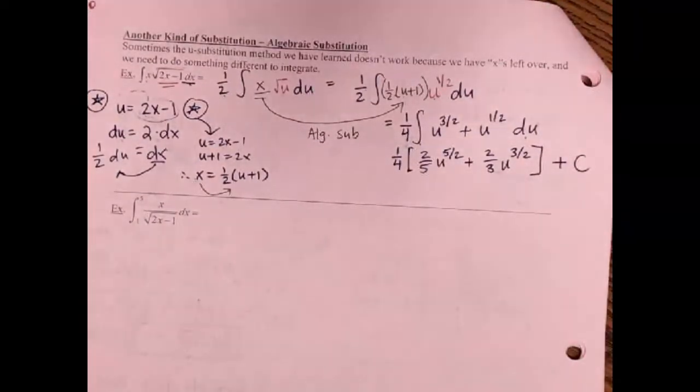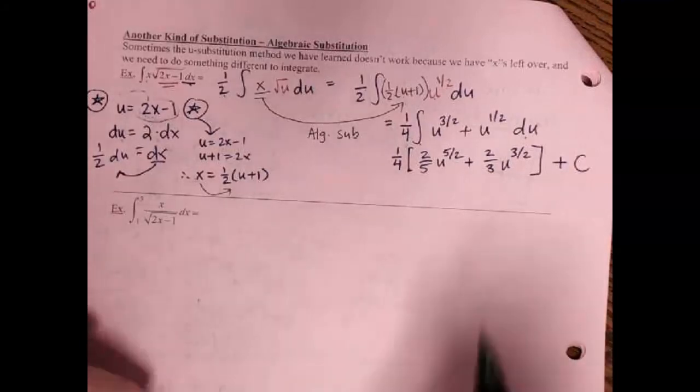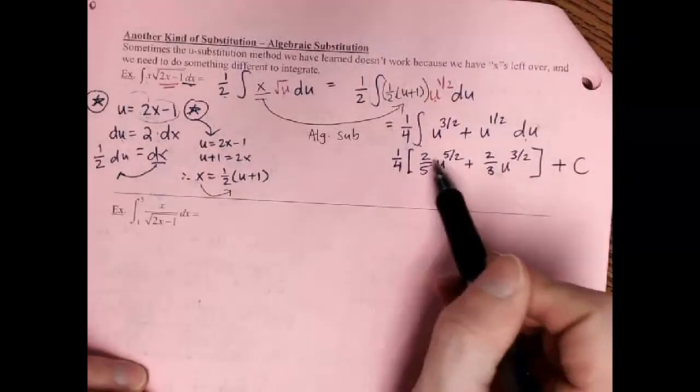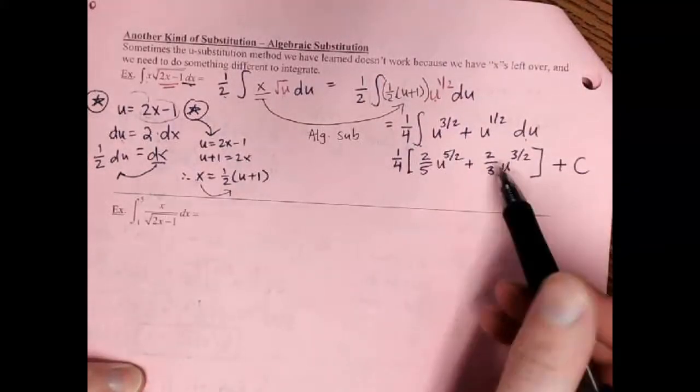And then the last thing is just to reverse substitute. Remember, do not leave it in terms of u's. For an indefinite integral, you must reverse substitute back to x. So I'm going to distribute the 1/4 just to clean it up, and I'm going to reverse substitute, and we're going to get this answer.